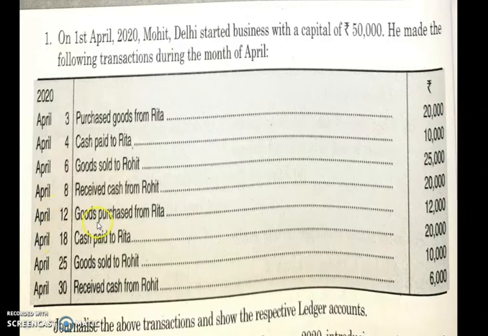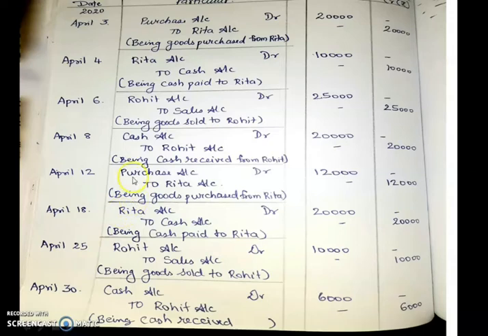April 12, the transaction is goods purchase from Rita 12,000. So again a credit purchase. So purchase account debited to Rita account. Purchase account to Rita account 12,000 being goods purchase from Rita.